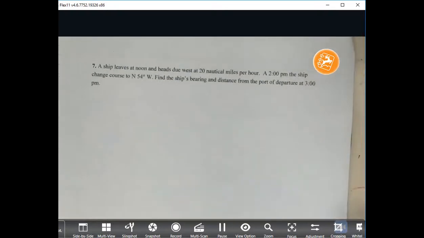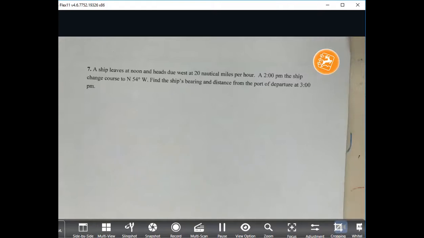I just want you to feel this question. See, it works. You're feeling it. A ship leaves at noon and heads due west at 20 nautical miles per hour. At 2 p.m., the ship changes course to a bearing of north 54 degrees west. Find the ship's bearing and distance from port of departure at 3 p.m.